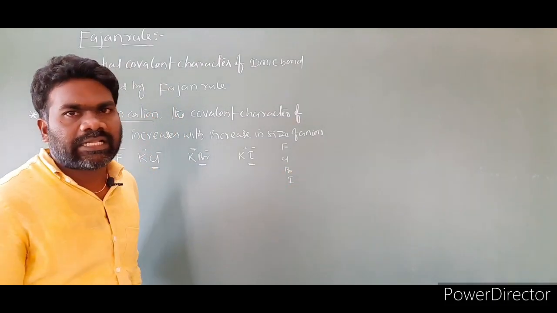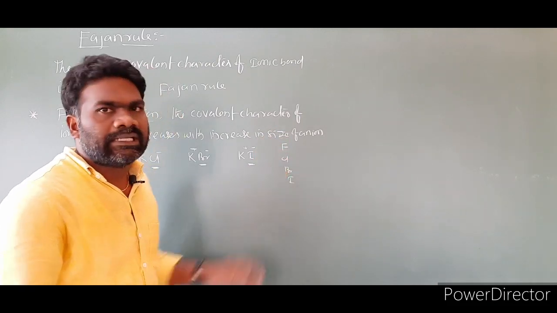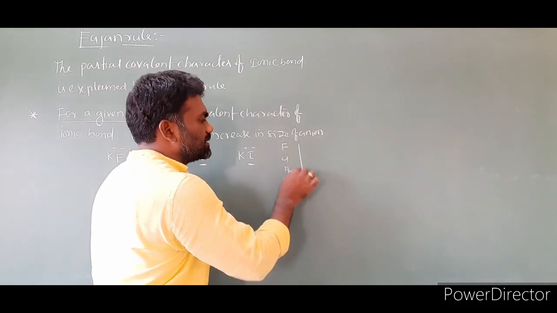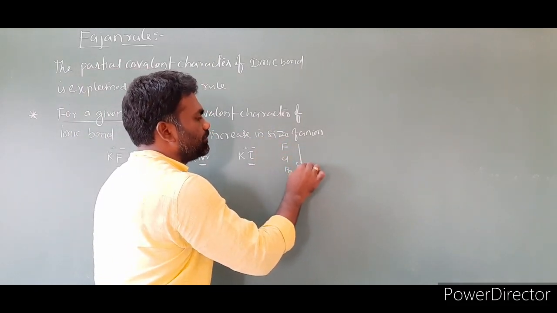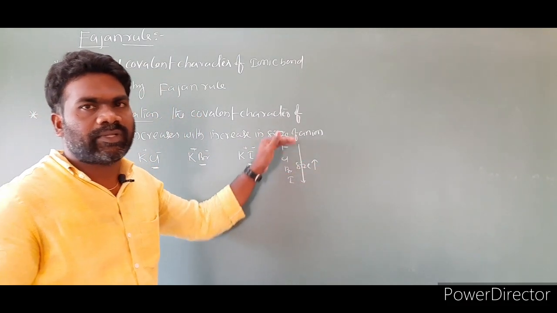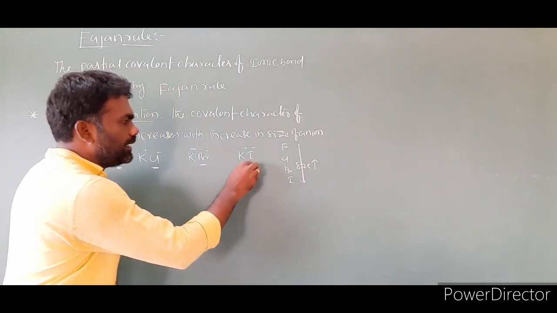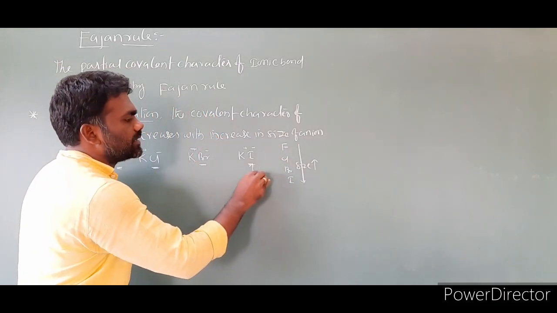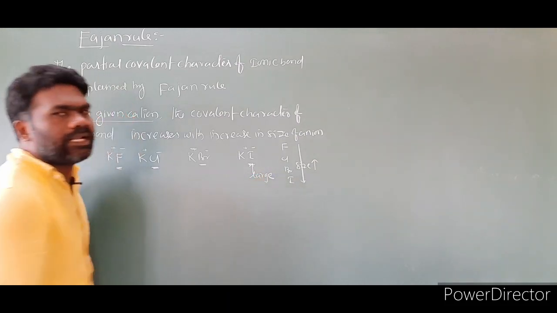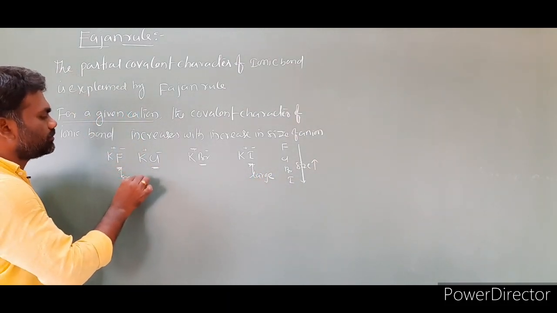So in the periodic table, while moving from top to bottom in this group, fluorine to iodine, size increases from top to bottom because of the increasing number of shells. So fluorine to iodine, size increases. See, the point is iodine is large in size, isn't it? Iodine is large in size, so fluorine is small in size.